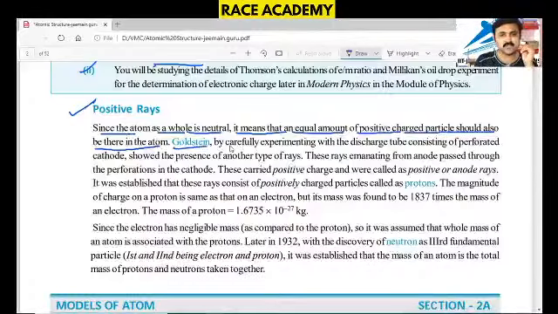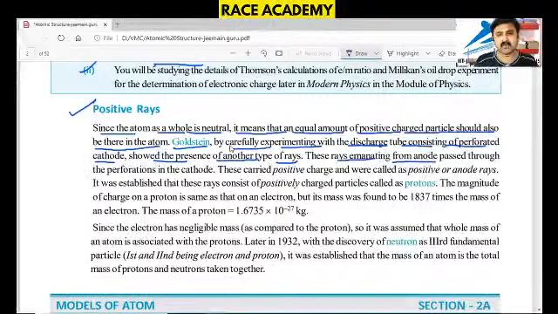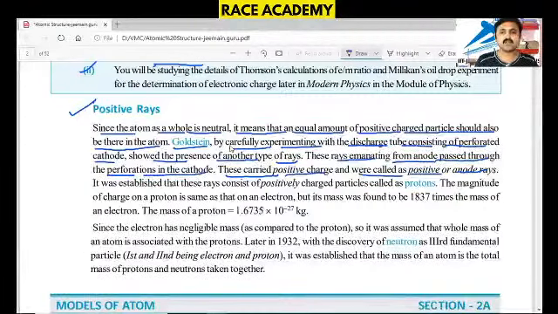Goldstein, carefully experimenting with a discharge tube consisting of a perforated cathode, showed the presence of another type of rays. These rays emanating from the anode passed through the perforations in the cathode. They carried positive charge and were called positive rays or anode rays. It was established that these rays consist of positively charged particles called protons.